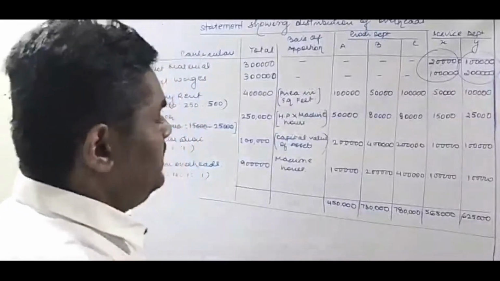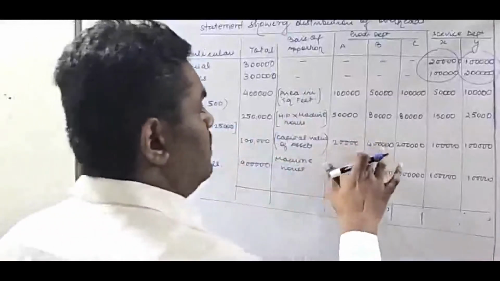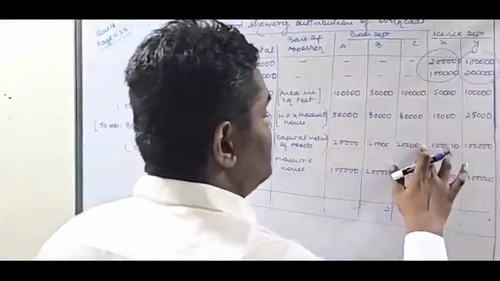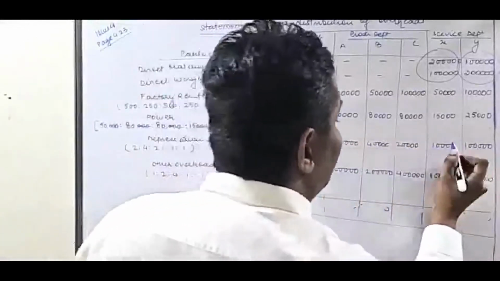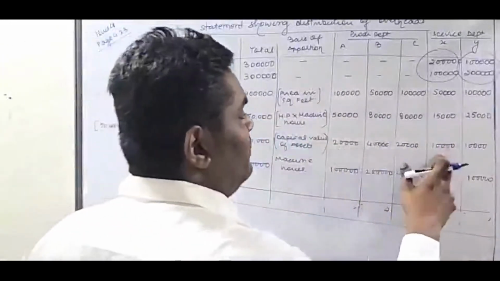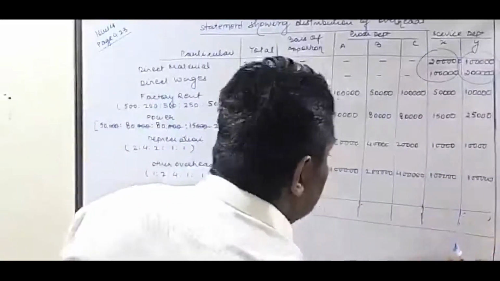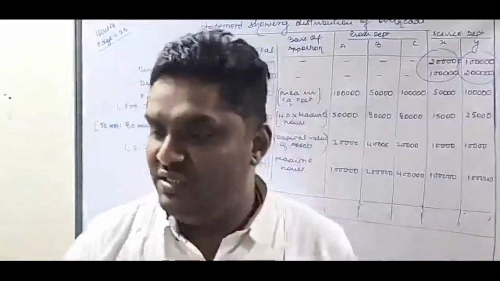Sorry guys, one second, there is a mistake. I've kept 110 extra. So total depreciation is 1 lakh. So 20, 40, 20, 10,000 and 10,000. So the total figures will change.